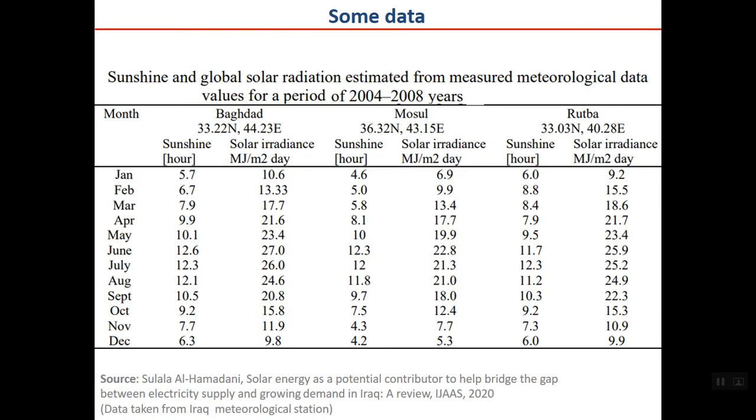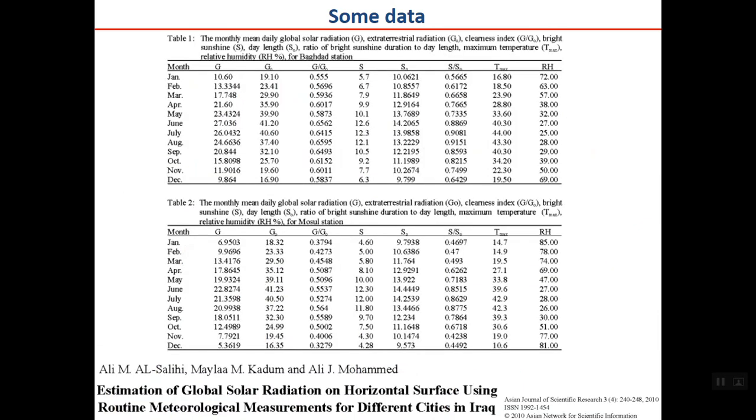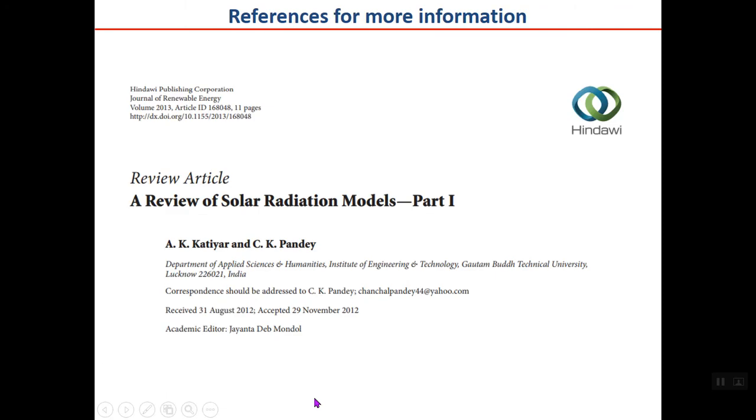Solar radiation data are available for different parts. This table I showed you before. There are also other tables, as you can see here, for different regions. For example, this is for Baghdad, this is for Mosul, and here you can see the reference for these data. If you want to know more about the solar radiation models, you can see this paper, which is a very good paper, and also there are a lot of other papers which reviewed solar radiation models.